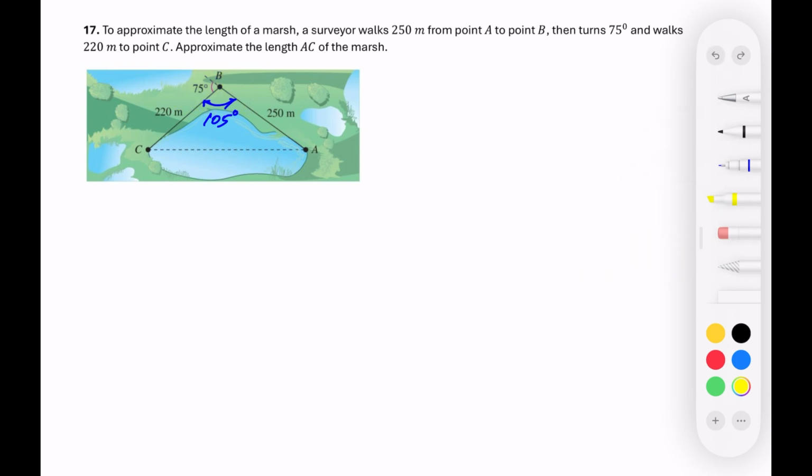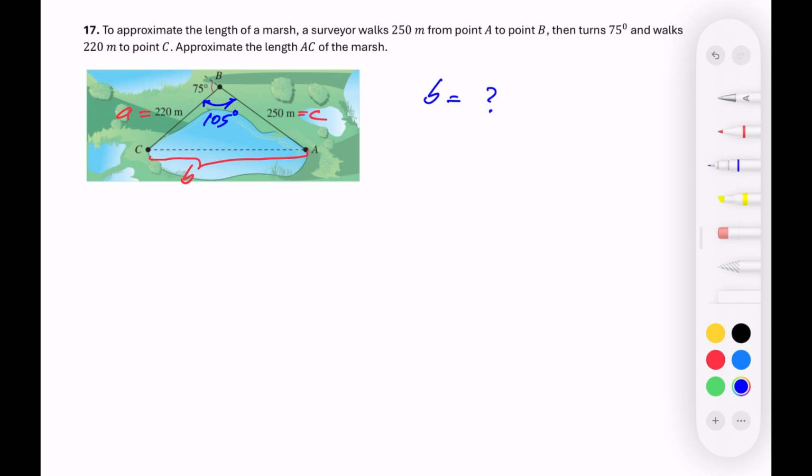Now, our task is to find the length AC. Let's go ahead and label these lengths using the lengths as shown in a standard triangle. We know the side opposite A, which is 220 meters, should be identified as lowercase a. The side opposite C, 250 meters, should be identified as lowercase c. Similarly, the length that we need to find is length AC. That one is the side opposite the angle B. Therefore, we will label this as lowercase b. Our task is to find the lowercase b.